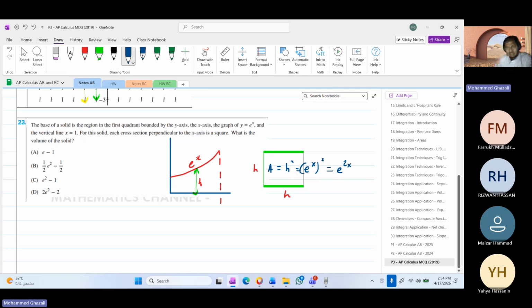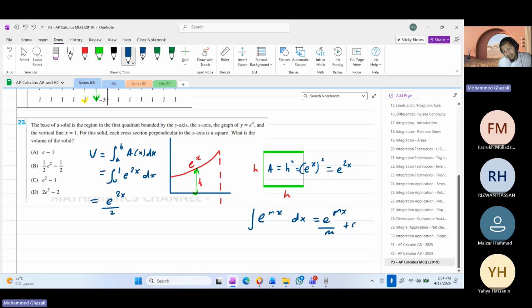So we just need to integrate the cross-sectional area from 0 to 1 to get the volume: integral a to b of A of x dx. So integral 0 to 1 of e to the power 2x dx. Integrating e to the power 2x is just e to the power 2x over 2. Remember the general rule: the integral of e to the power mx dx is e to the power mx over m plus c. Now you're substituting 0 and 1.